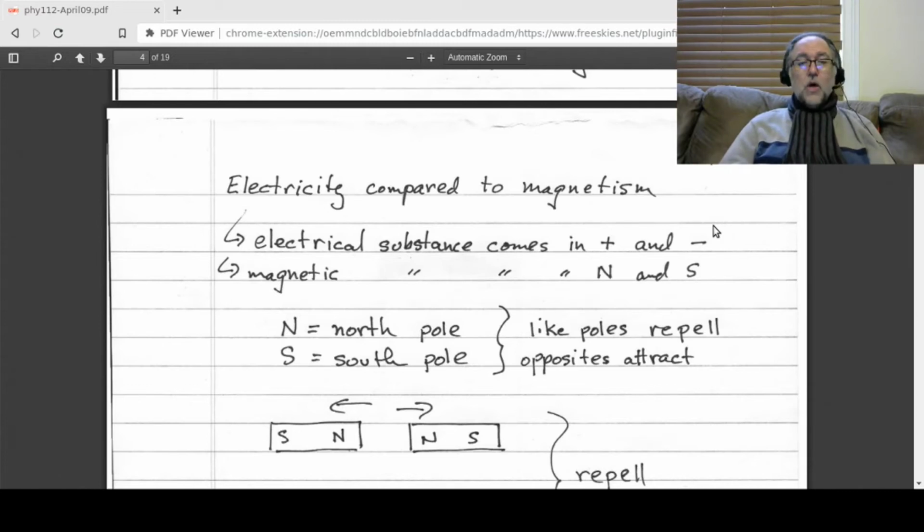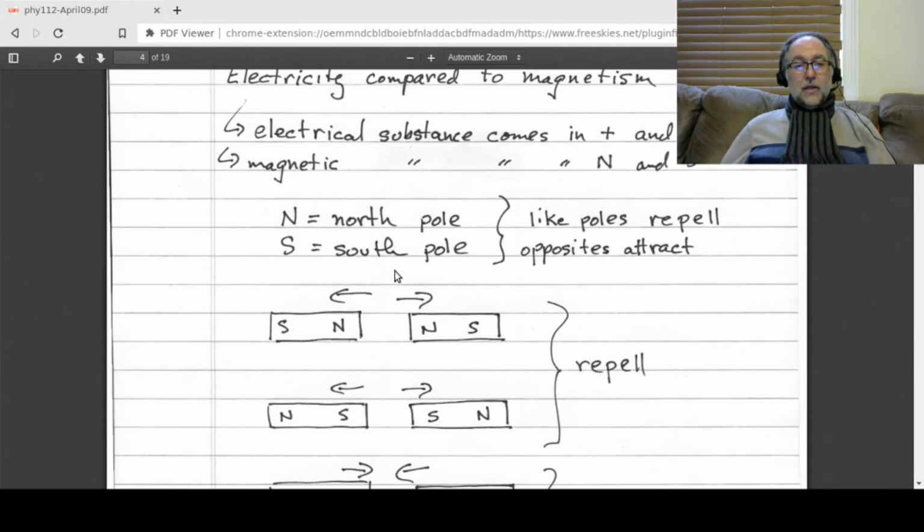Okay. So I mentioned that electrical substance comes in both positive and negative, okay? And you say, well, is there an equivalent for magnetic substance? And the answer is yes, it comes in north and south poles, okay? And hopefully you've played with magnets as a kid. If not, well, go get a compass and a magnet and play with them. They're always a lot of fun. And the north and south poles act just like positive and negative in this sense. Like poles will repel, and opposite poles will attract.